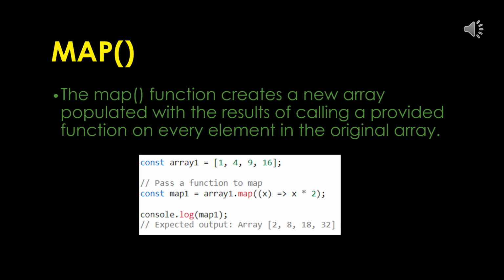The map function creates a new array populated with the results of calling a provided function on every element in the original array. For example, we have array1 with elements like 1, 4, 9, 16. So now we are using the array1.map function. The map function will get the current element and manipulate it, multiplying it by 2, and thus it returns the result set in map1. So the result array contains 2, 8, 18, 32.